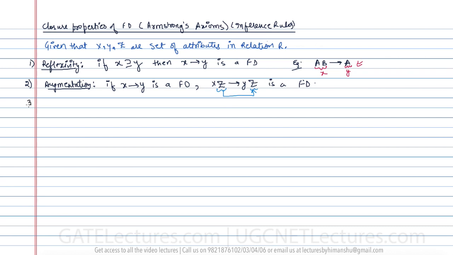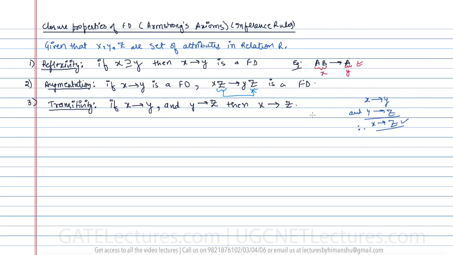The third property is called transitivity. If we have a functional dependency X determines Y and Y determines Z, then X determines Z also holds. So if X determines Y and Y determines Z, therefore X determines Z also holds. This kind of property is called transitivity.